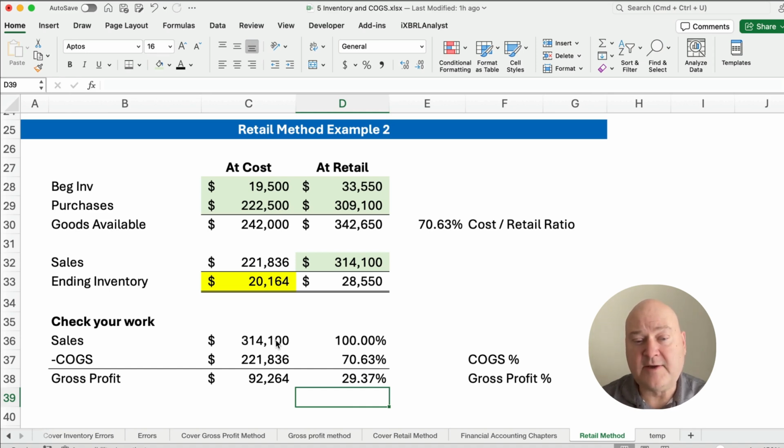So this is how you do the retail method. Check out the previous video on the gross profit method to estimate ending inventory.